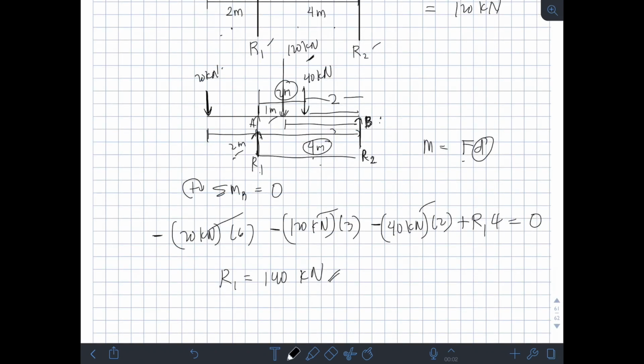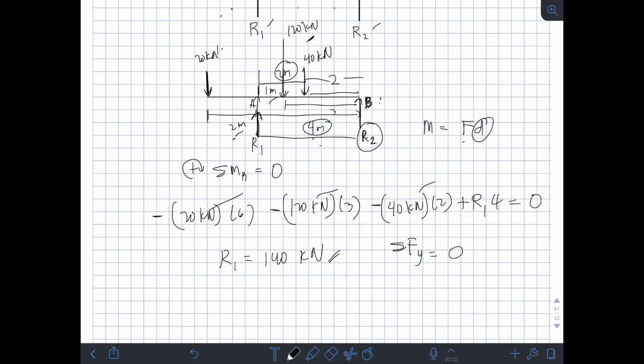Okay? Now, R2 we can already solve using the summation of forces along the y-axis, or the vertical components, because they are all vertical, right? Applying also the condition of equilibrium. So, the upward forces are positive. R1, which we already got, is upward, so positive, which is 140 kN.